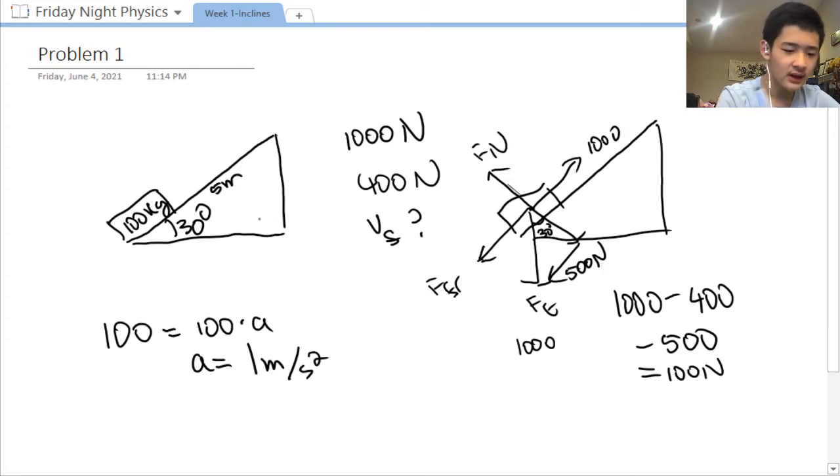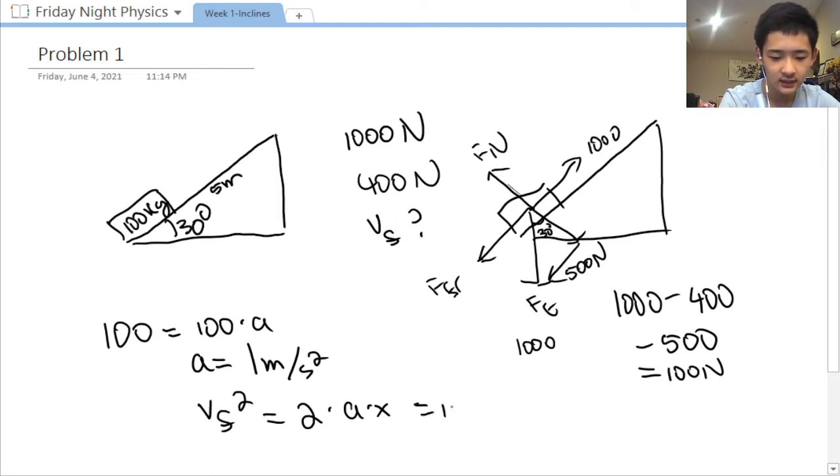And now that we know that, and we also know the length of the slope, we can apply the basic kinematic equations to find the final velocity. So we know that v final squared is going to be equal to v initial squared, and v initial is just 0, plus 2 times a times x, which is equal to 10. So we have v final is going to be equal to square root 10 meters per second. And that's the answer.